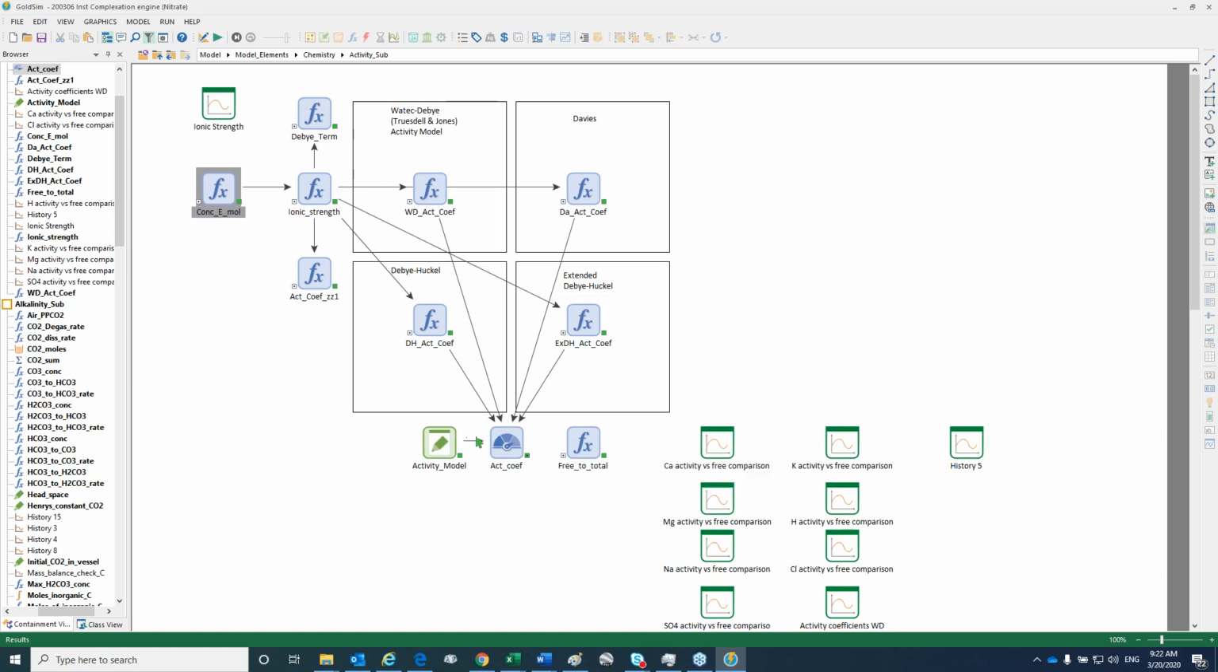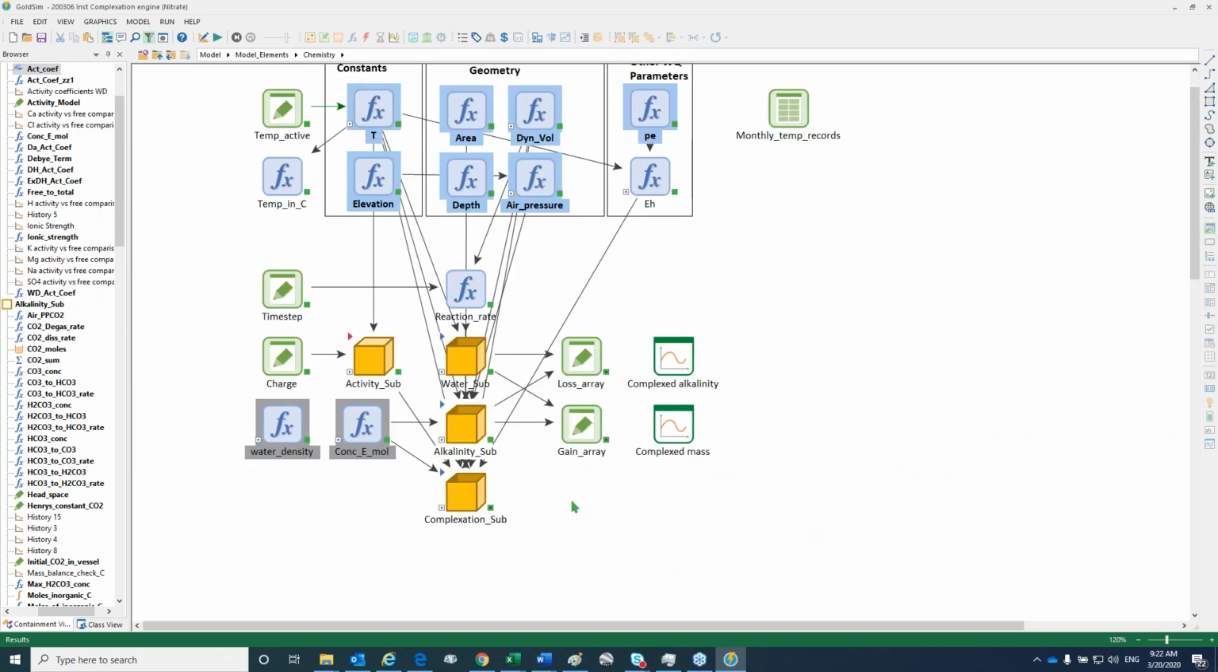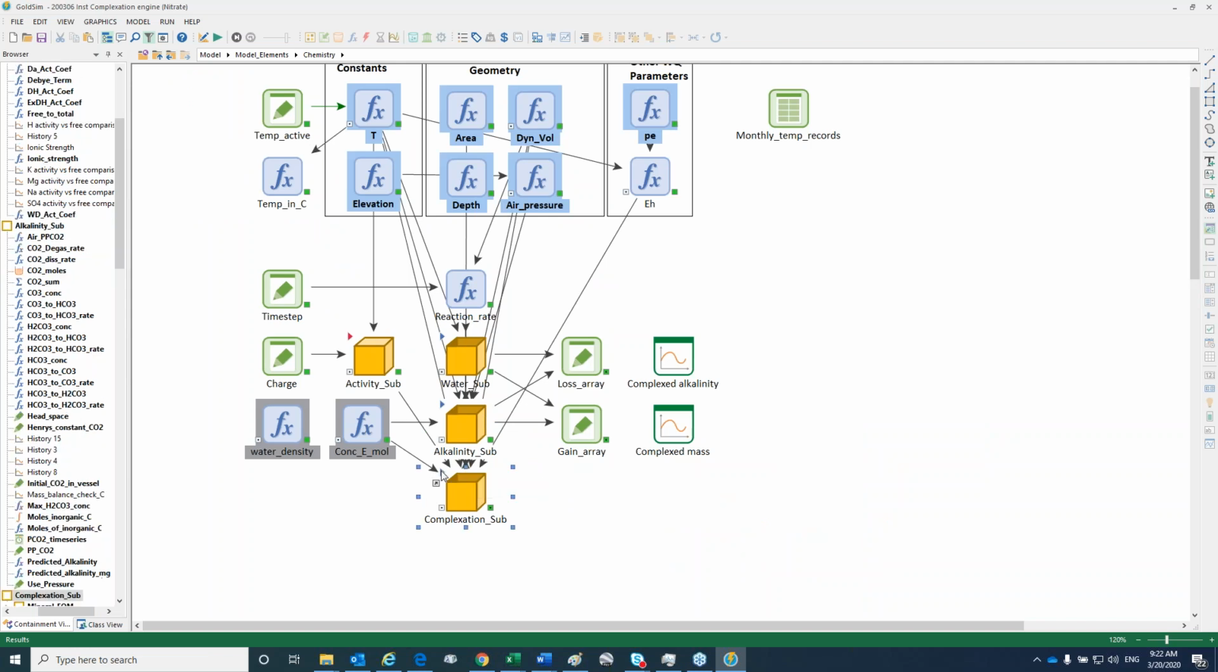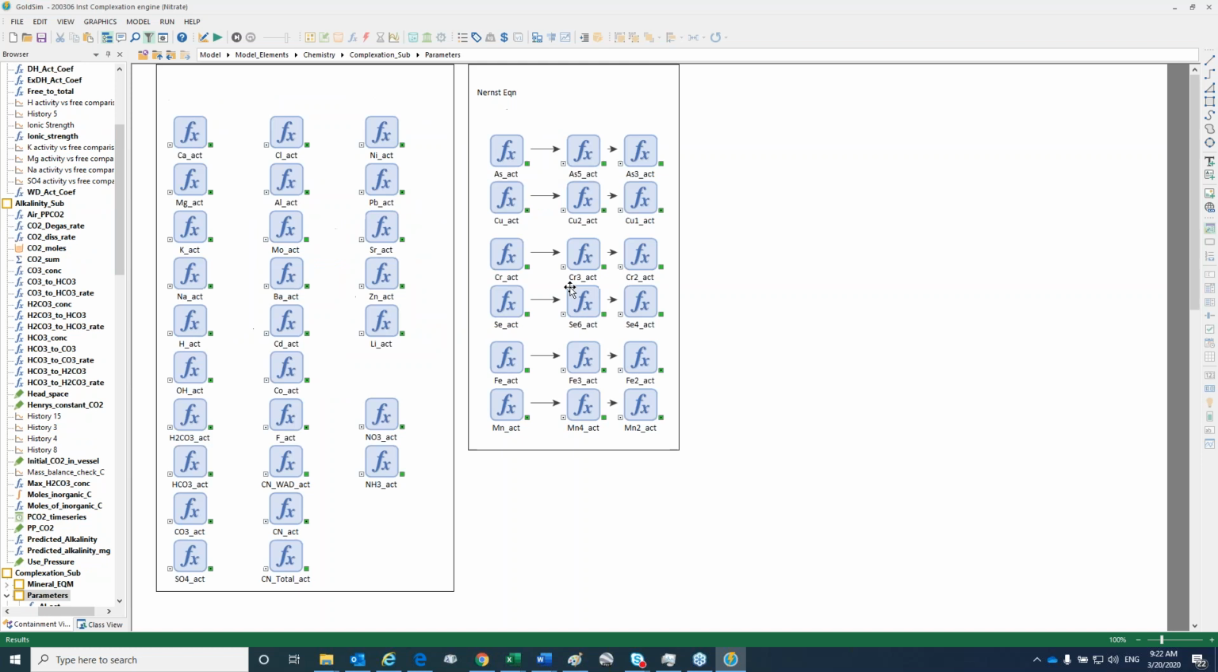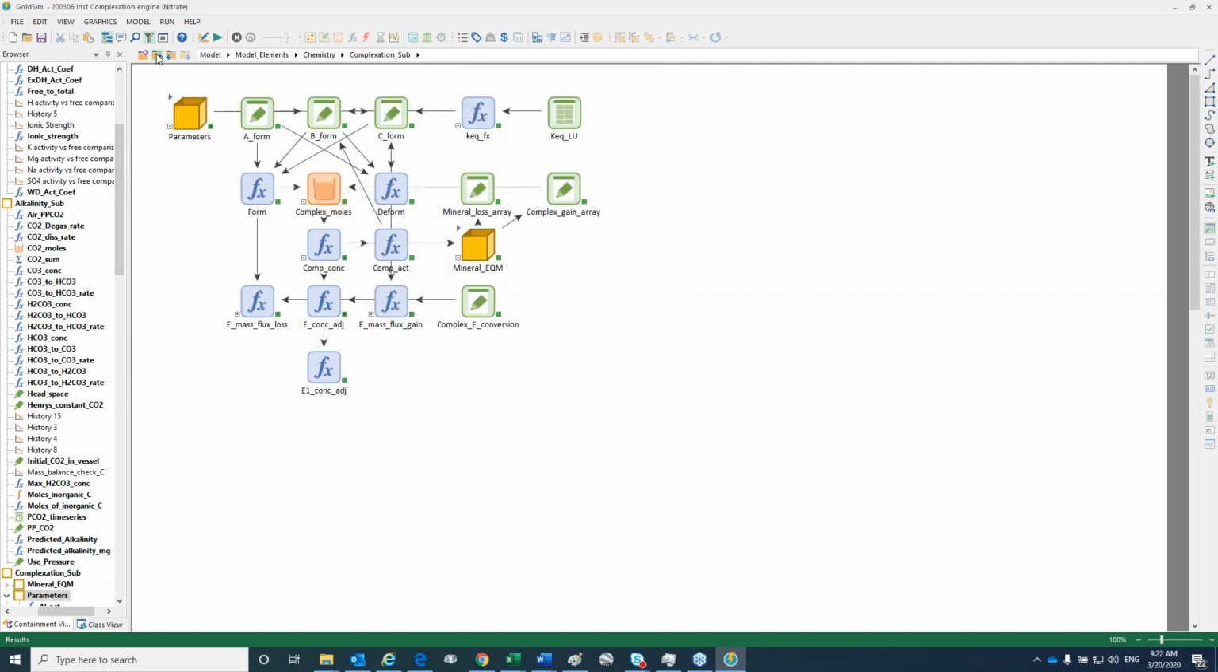Now we're not currently solving the activity coefficients for the complex states. The complex states are assumed at this point to have an activity coefficient of 1. And I'm doing a little bit of research to find out whether or not that is an appropriate assumption. What happens is we take our parameters, these are all of our free ion parameters in their thermodynamically relevant state of activity. And then subsequently, we're going to start our calculations for the complexation.